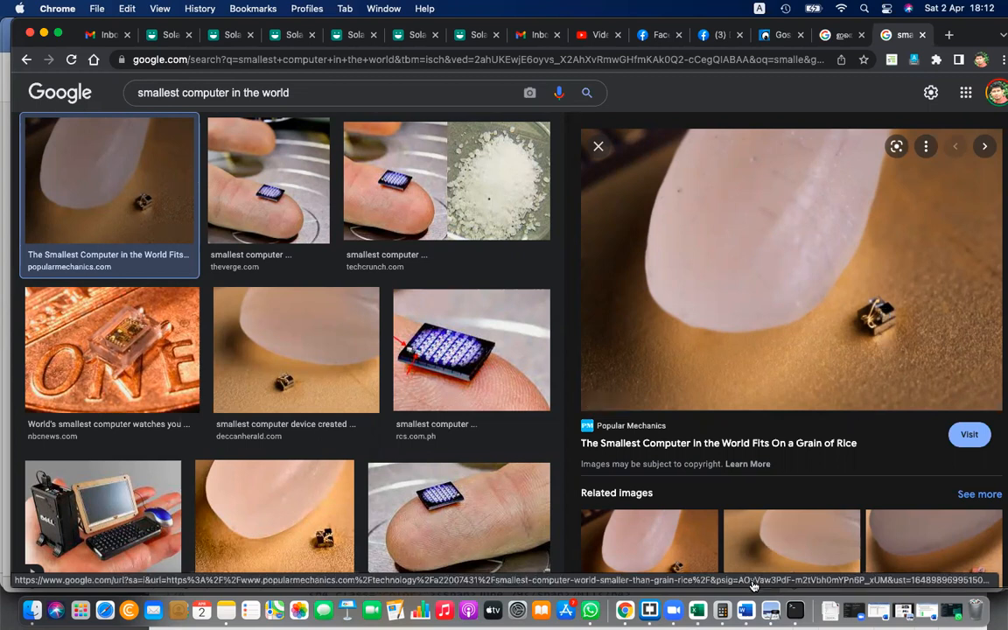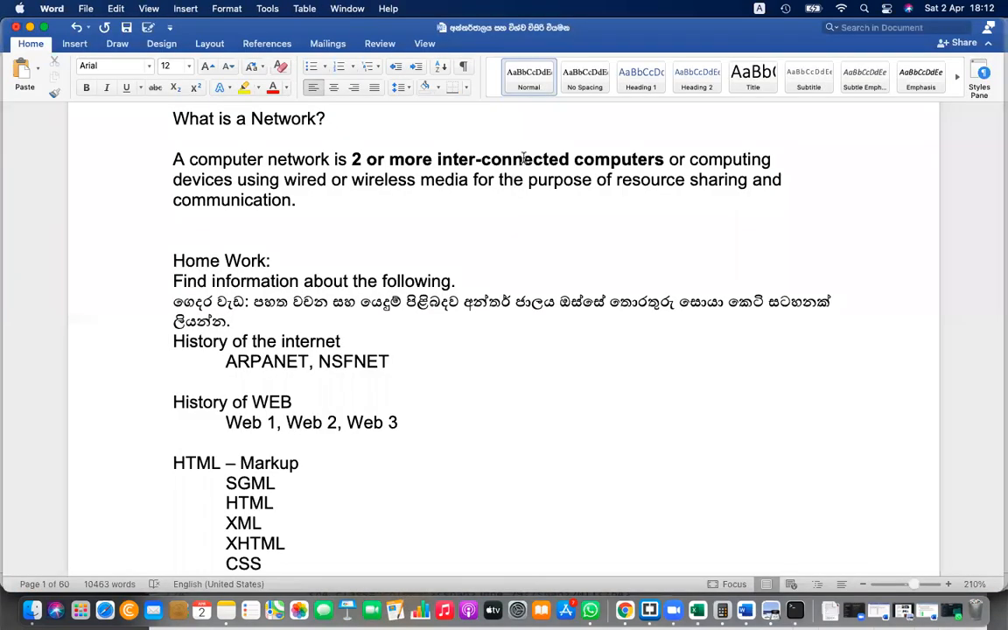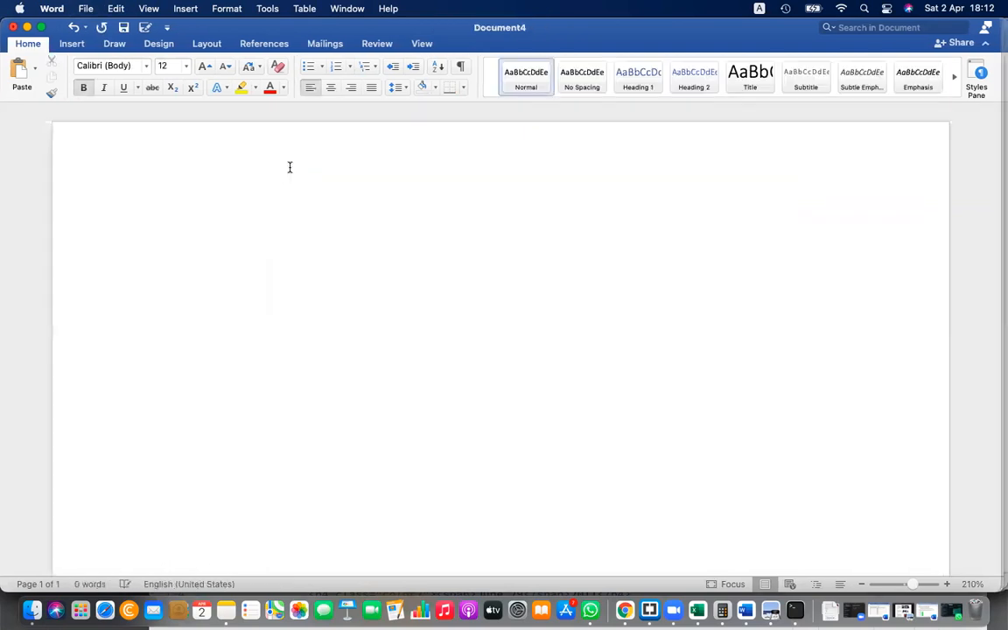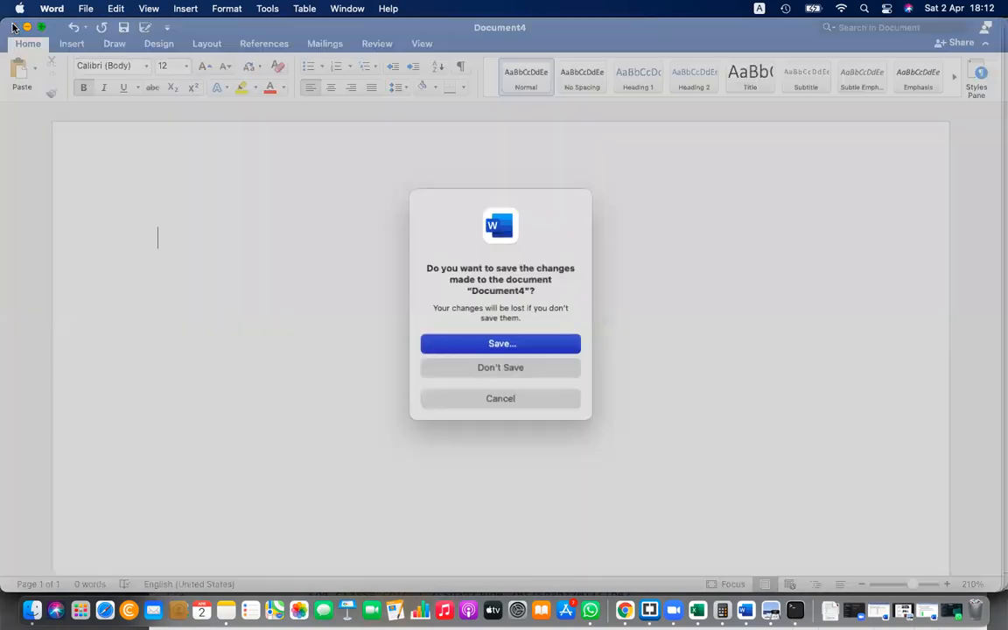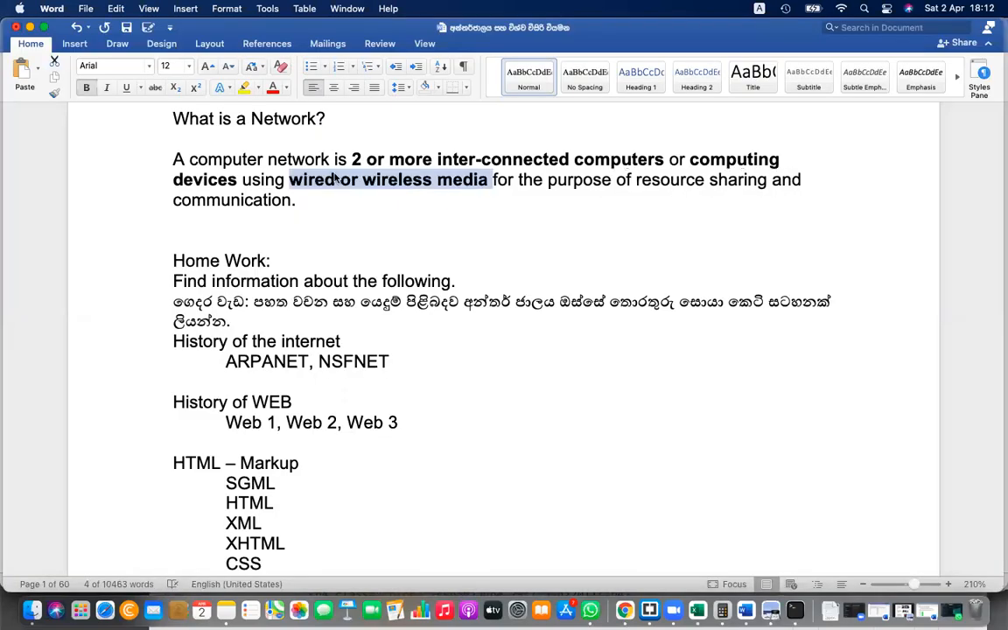Therefore, that's why I added this term. It is two or more computers or computing devices. It can be any smart device too. Then another important point, wired or wireless media. The media can be wired or wireless. This note is a summary, but still you can use this to answer many questions. Why? Because wired or wireless media. Another name is wired means guided, or wireless means unguided.